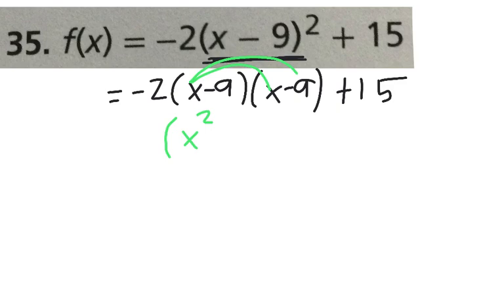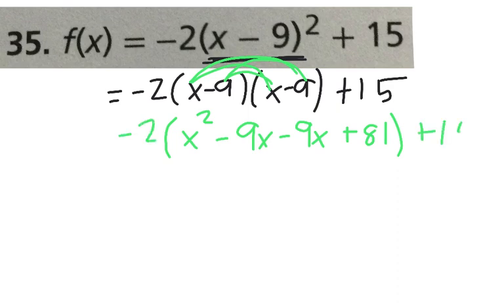X times negative 9 is negative 9x. Negative 9 times x is negative 9x. Negative 9 times negative 9 is 81. Positive 81. Bring down the negative 2. Bring down the positive 15. Anybody confused on those steps?